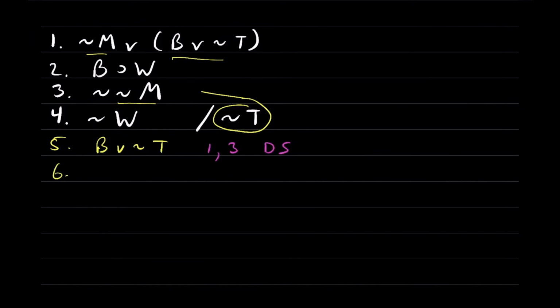Okay, line 6. The next thing I notice is that in line 2, we have a conditional, if B then W, or B implies W. And line number 4 tells us that that consequent is false, not W. From those two statements, you can conclude that the antecedent has to be false, not B. And that would follow from line 2 and line 4 by Modus Tollens.